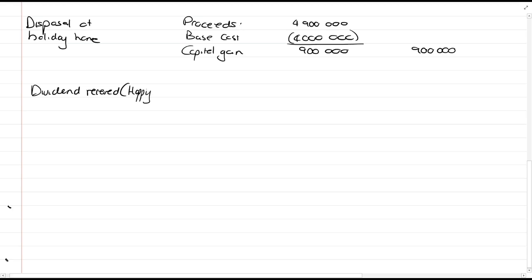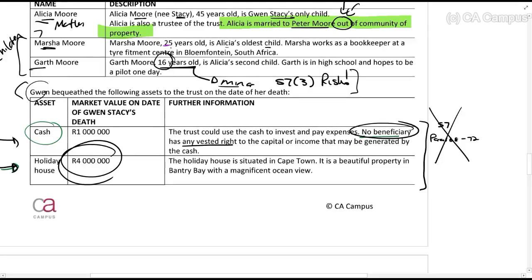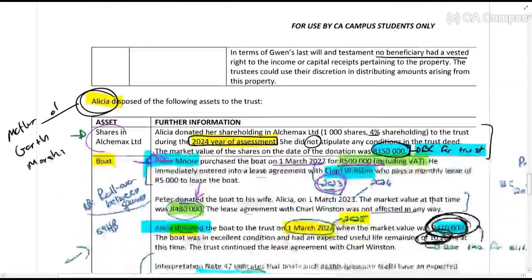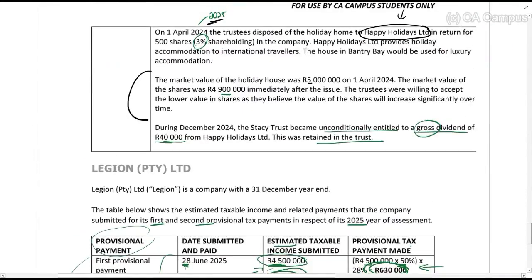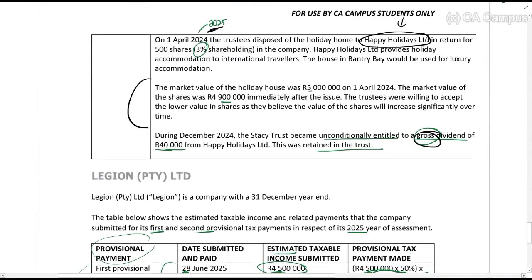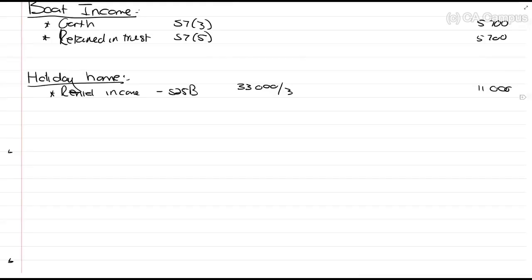From Happy Holidays. There's no one with a vested right, and it wasn't paid out, so it gets taxed in the hands of the trust. Was that the gross amount or net amount? Gross amount. Alright, so that looks to me like we've come to the end of our question. So we just need to finish and clean everything up.